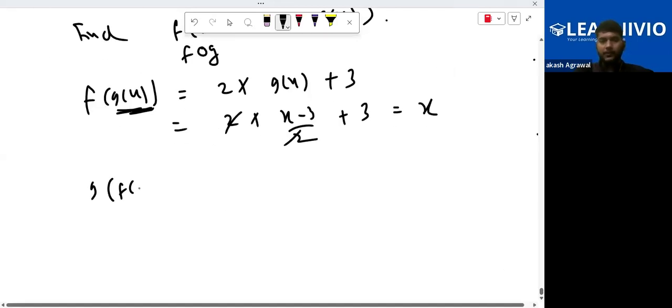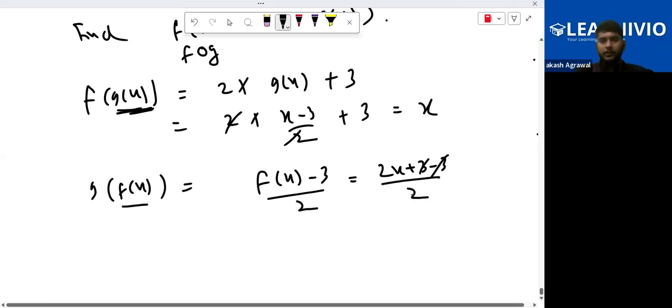Now let's find g of f of x. So g of x is (x minus 3) by 2, but we are replacing x with f of x. So (f of x minus 3) by 2. And f of x is what? 2x plus 3. So (2x plus 3 minus 3) by 2. This is gone. Then this is gone. So we have x. So you can see that f of g of x and g of f of x both are x. That means f of x and g of x are what? Inverse functions of each other. Got it? All of you? Yes, sir.